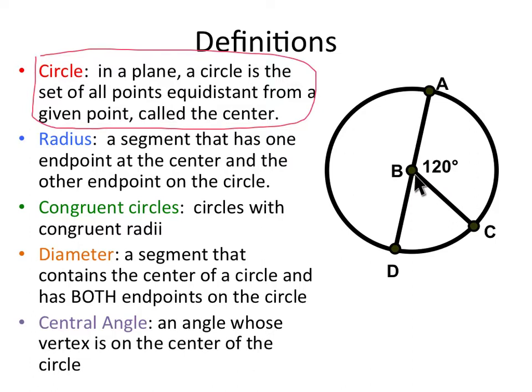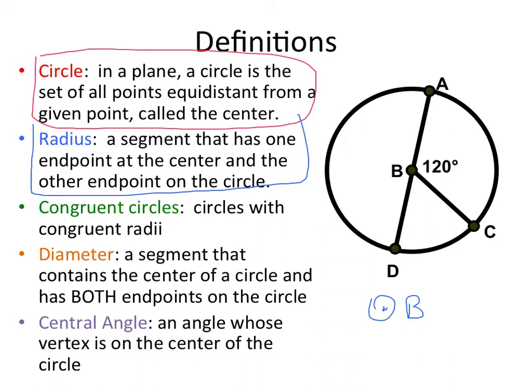Next one we want to talk about, a radius. A radius is a segment that has one point at the center of a circle, like B, and another point on the circle. So BC is a radius of circle B. And by the way, when we name circles, we name them by their center point. So we would say this is circle B. See how we draw a circle with a center point, and we indicate that center point is B.